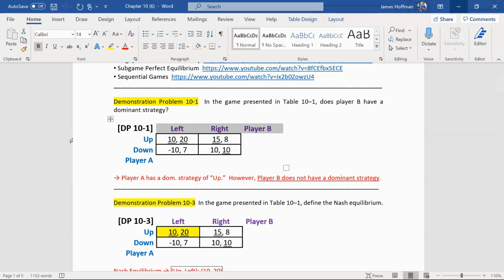And then the numbers you see in this matrix are the outcomes from both strategies resulting, where the first number always goes to the left side player, and the second number always goes to the top firm or player. So player A goes up, player B goes left. The outcome is player A gets 10, and player B gets 20. If player A goes up and player B goes right, player A gets 15, player B gets 8.